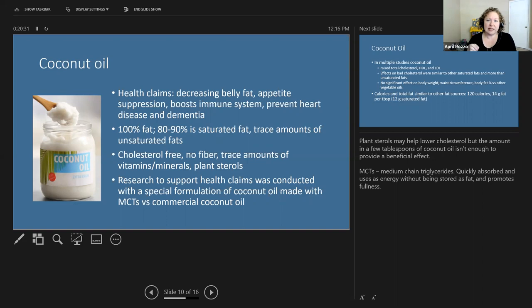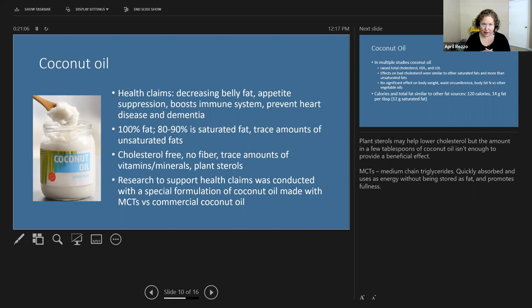But the difference is that with oils, things like olive oil, almond oil, walnut oil, even corn oil, those liquid oils are unsaturated fat and are considered more heart healthy. Coconut oil at room temperature is 80 to 90% saturated fat, which is more of what we are concerned about that hurts heart health, that kind of clogs arteries. There are trace amounts of unsaturated fat, but it is largely saturated fat.